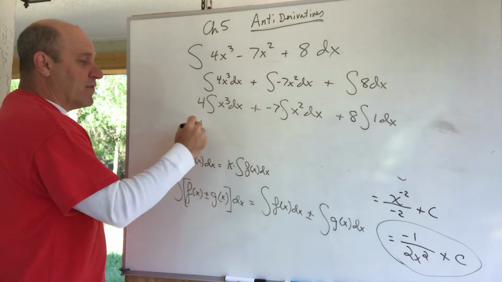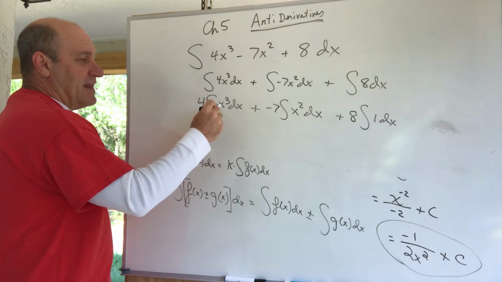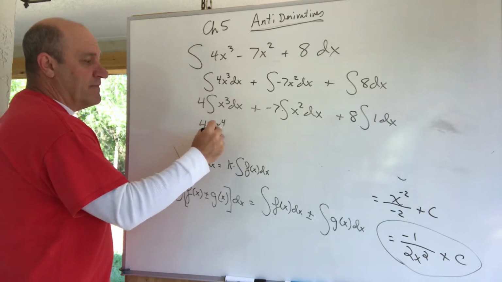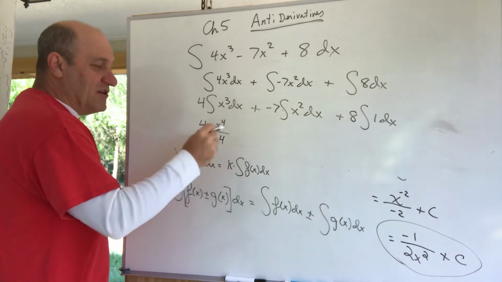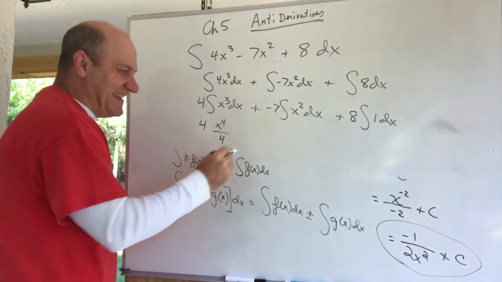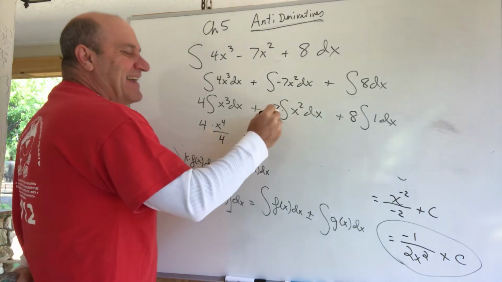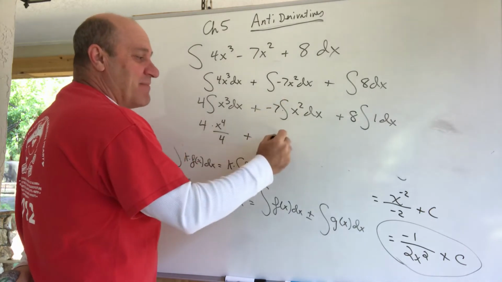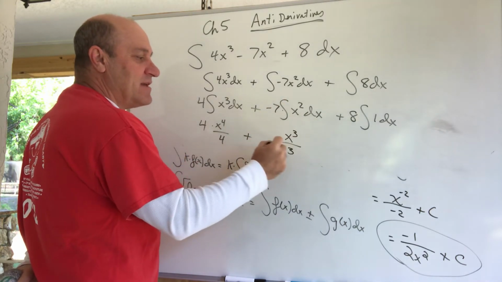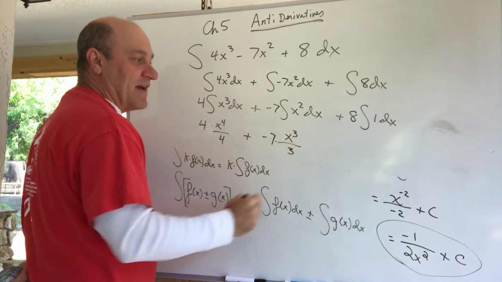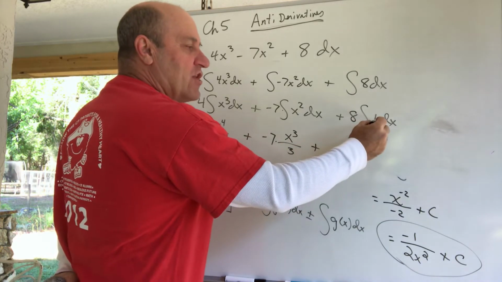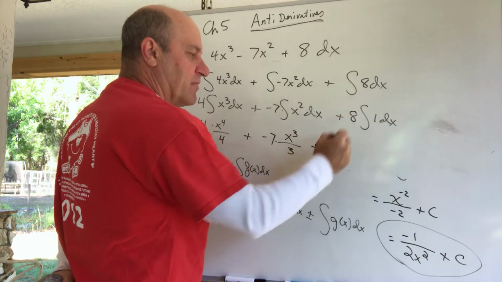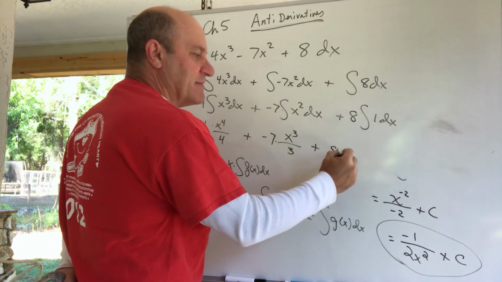I can do the power rule. So that is x to the 4th over 4, the power rule, multiplied by this 4. I could say plus c, I'm not going to. There's x cubed divided by 3, multiplied by the negative 7. I could also say plus c, but I'm not going to. When you integrate a 1, you get an x, multiplied by the 8, so you get an 8 times x.